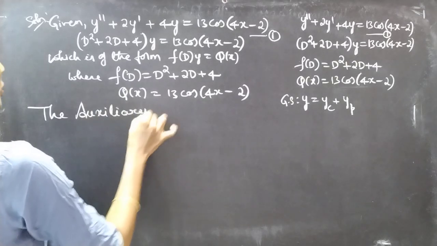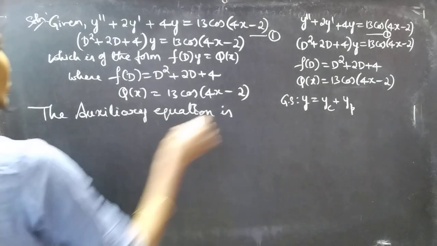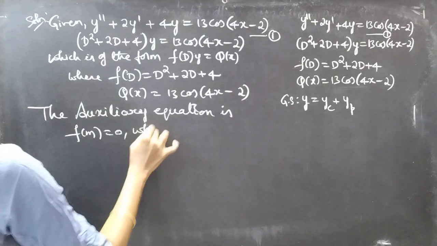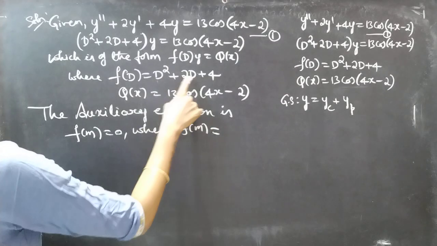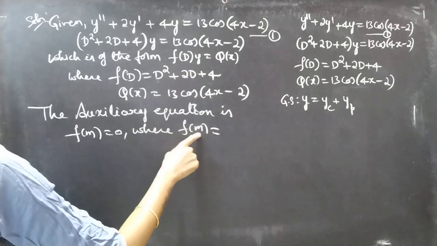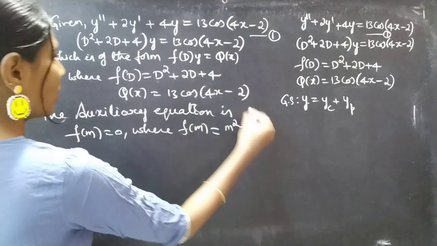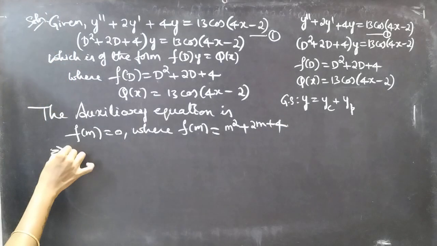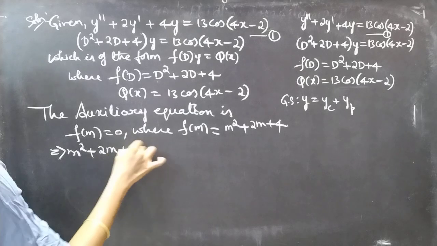The auxiliary equation is f of m equal to 0, where f of m equal to, we have f of D, D square plus 2D plus 4, right? Let's replace the differential operator D by m, so that we'll get f of m equal to m square plus 2m plus 4. Then the auxiliary equation becomes m square plus 2m plus 4 equal to 0.